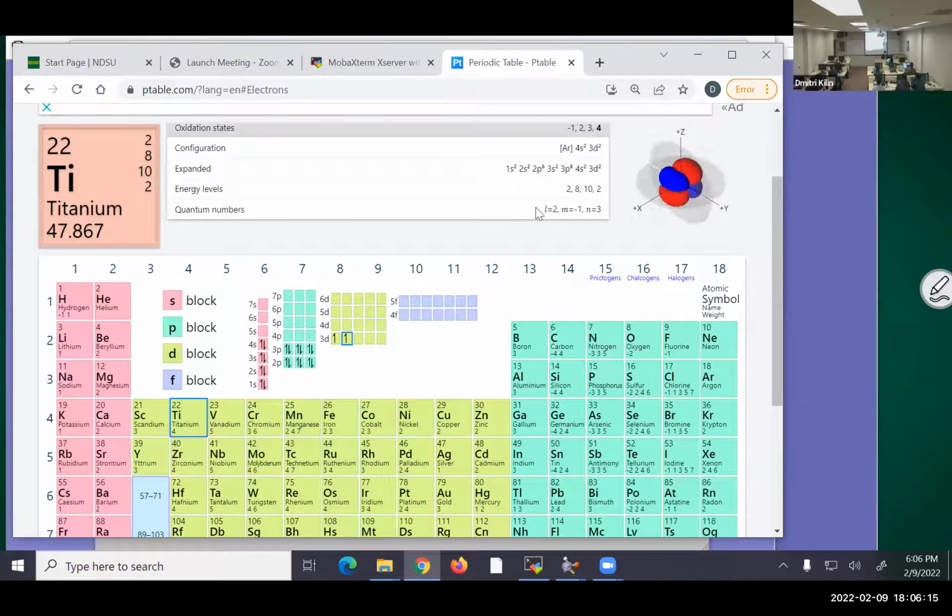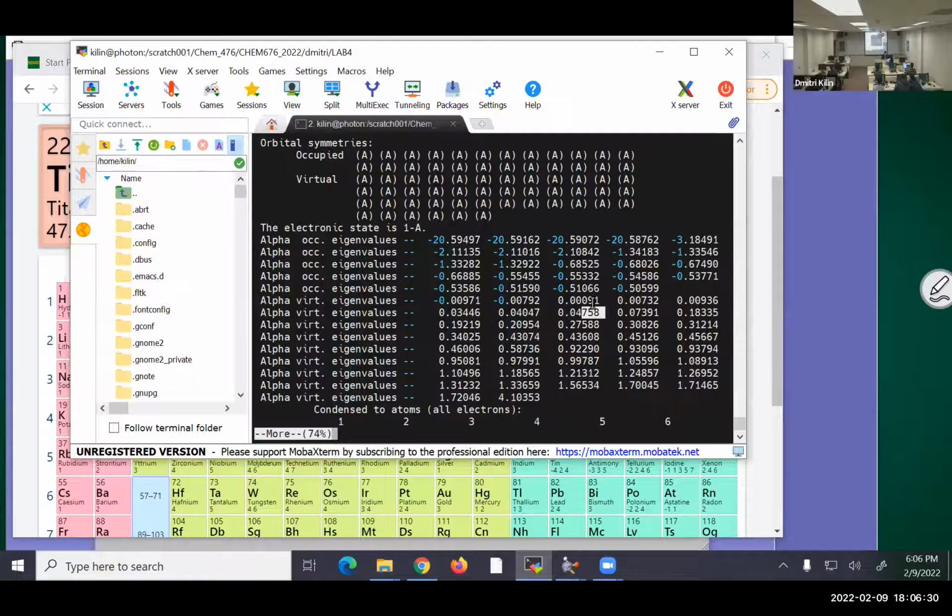By the way, here there are shapes of atomic orbitals. We will do molecular orbitals, but the reference for atomic orbitals is available here. Okay. Going back.